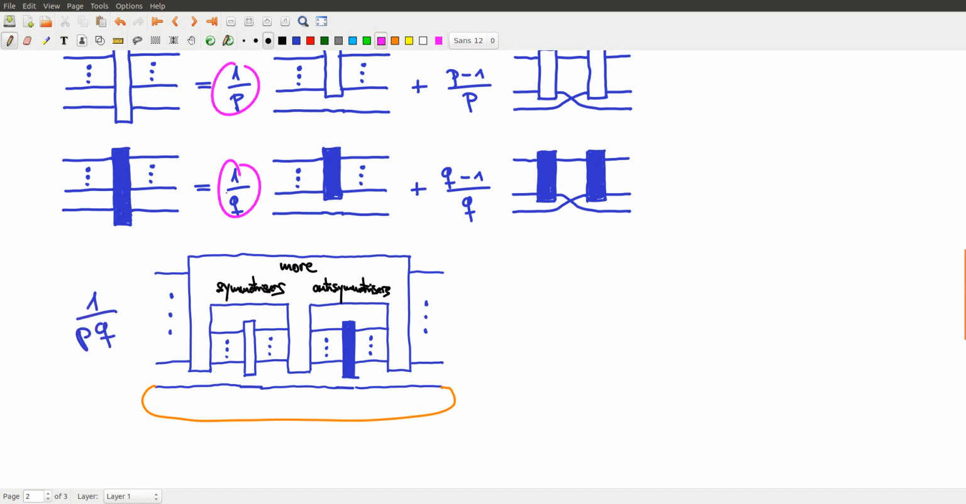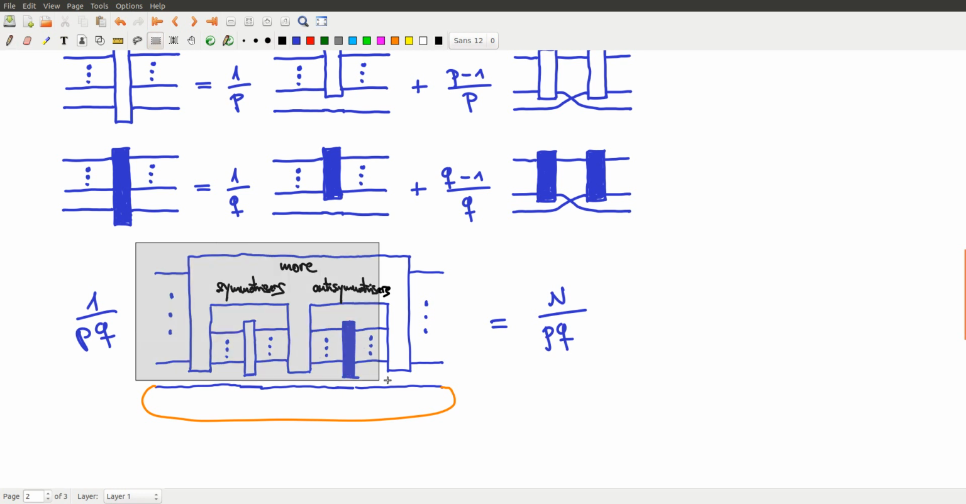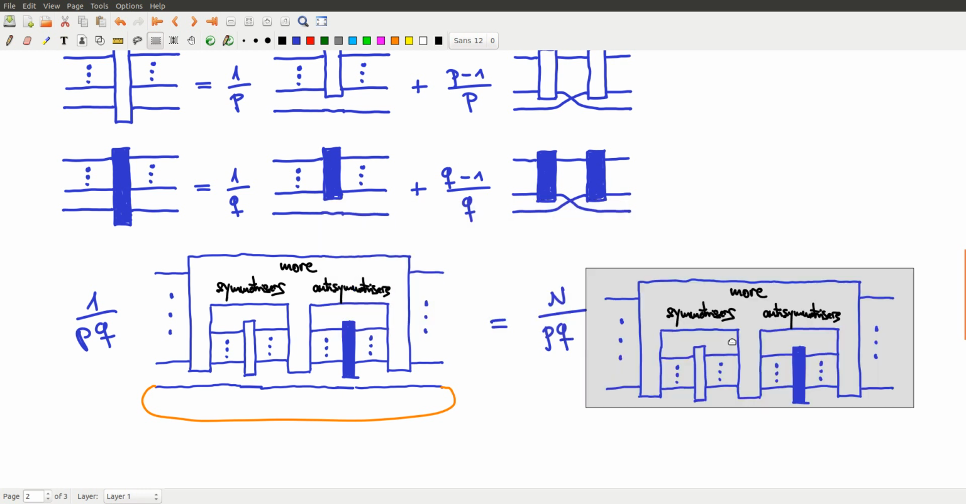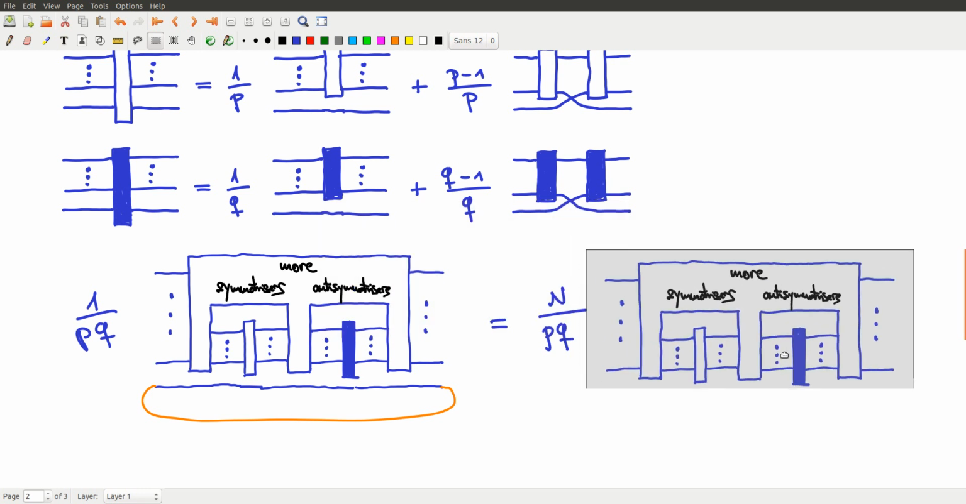So that's this factor and this factor. And this loop down here gives us a factor of n. So we have n over pq, and then we are left with this diagram here. And what's this diagram? That's the diagrammatic part of the Young operator for the tableau with the box with the highest number removed. So that's already the diagrammatic part of the Young operator for t prime.